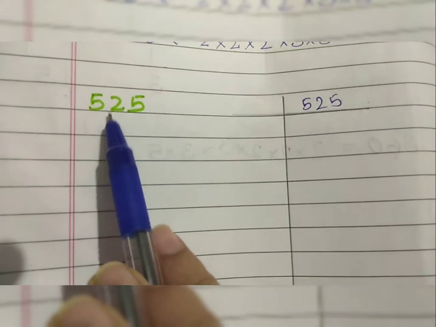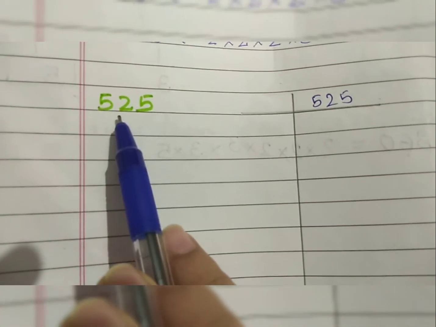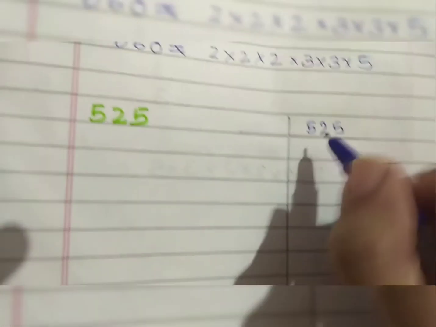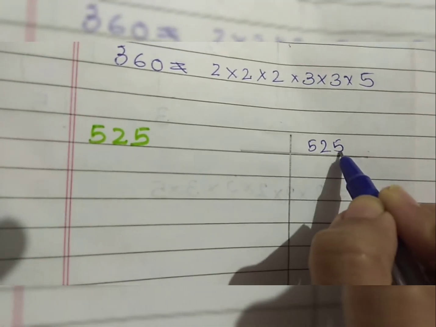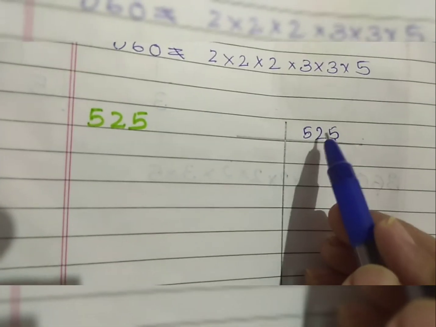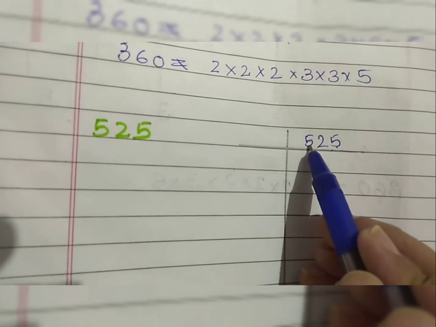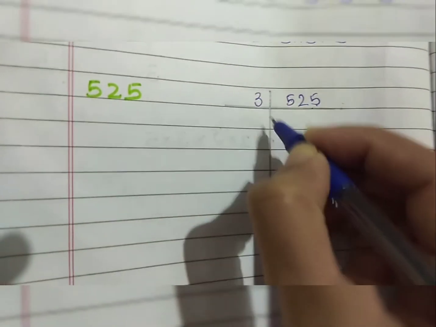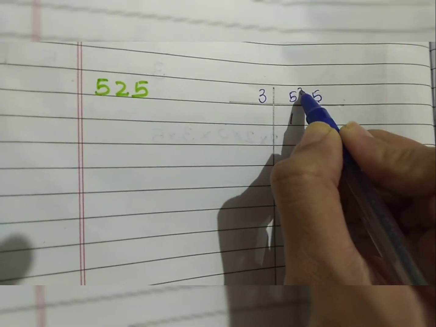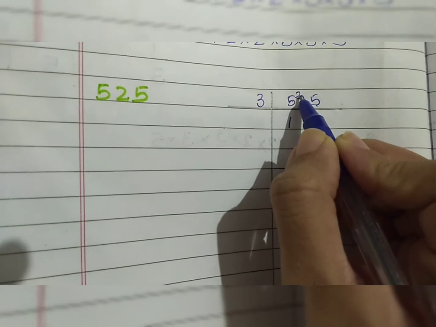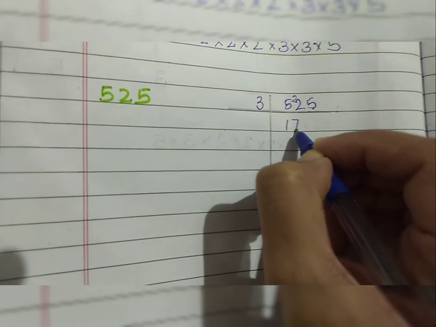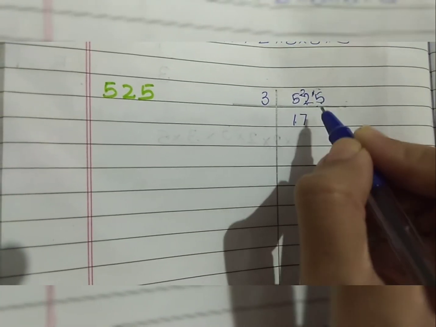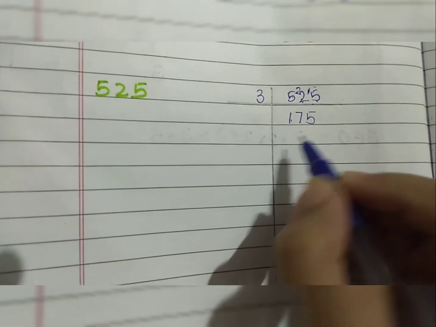This is another example. We'll be using the same method, that is successive division method, in order to find out the prime factors. So here this number is not divisible by 2, so hence you will divide it by 3. So we'll get 3 ones are 3, then we're left with 2, 3 sevens are 21, we're left with 1, we'll write it down, 3 fives are 15.